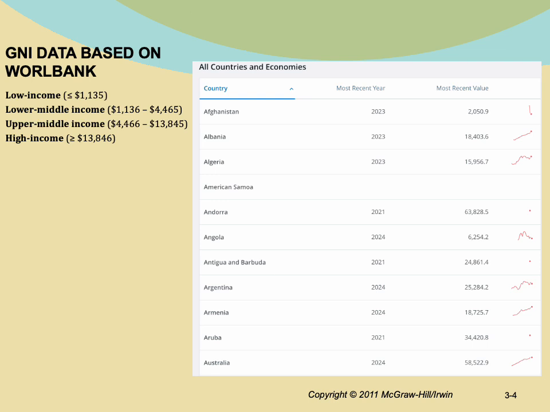I have provided here a table of data from the World Bank showing different countries' GNI per capita per year. If you can see here, the lowest one came from Afghanistan, while according to this data, because it's a limited set of countries, Andorra was the highest among these countries with 63,828.9 GNI per capita per year.